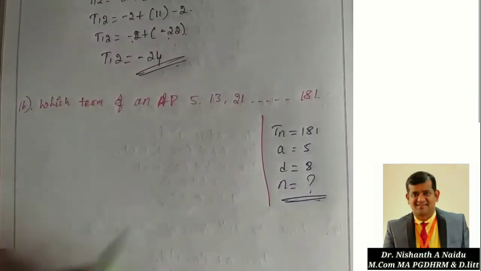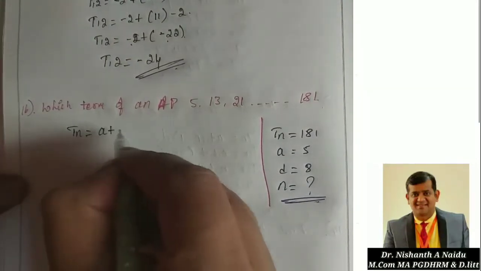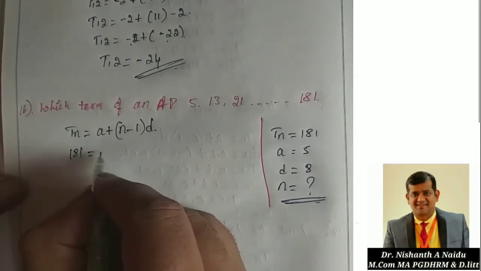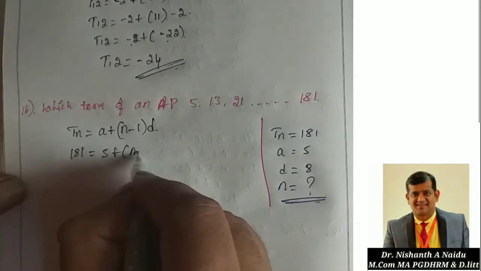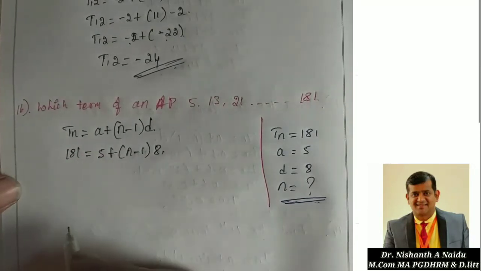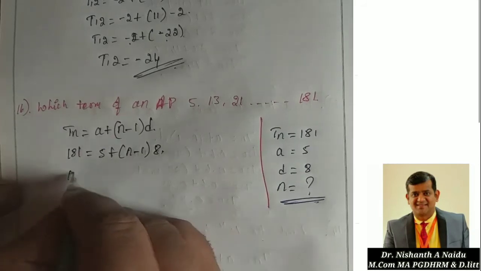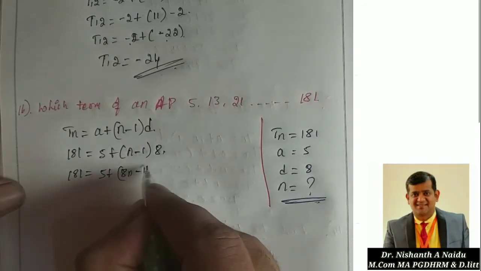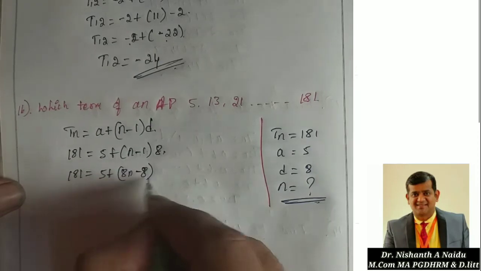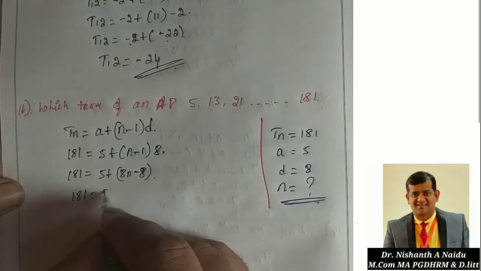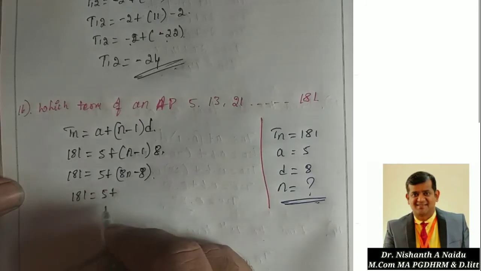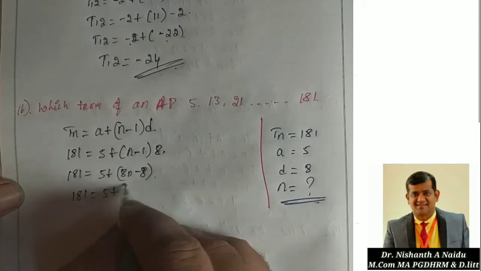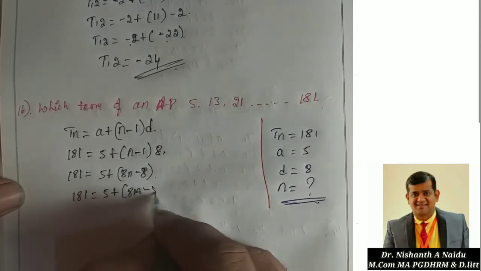Okay. So let us go. That is Tn equals a plus n minus 1 into d. So Tn he has given, that is 181, equals a is 5 plus n, we don't know, n minus 1, and the d value is given as 8. Okay, so in the next stage, what we are going to do: 181 equals 5 plus 8 n's are 8n, 8n minus 8, 8 ones are 8. So 181 equals 5 plus 8n minus 8, correct?